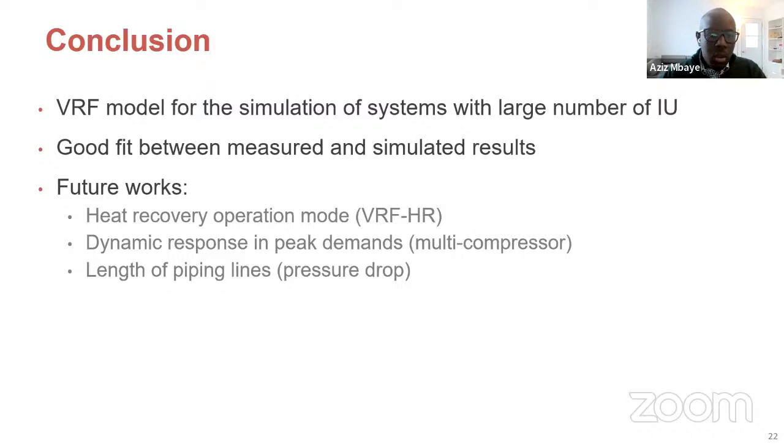Also, improving the model accuracy will require taking into account the effect of the pressure drops due to the piping length, which can be significant, especially for systems with a large number of indoor units.